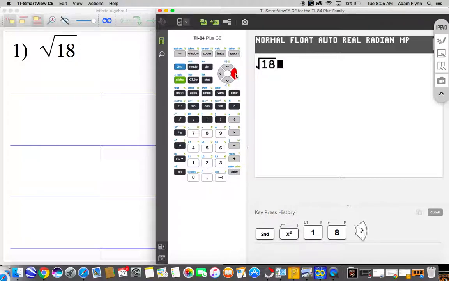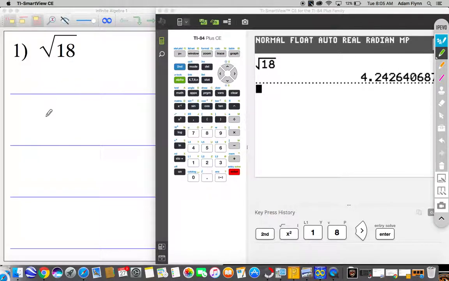So I've got the square root of 18, I hit enter, and it looks like we have 4.24. For my answer, I will say it is approximately, that's what this sign means, 4.24.